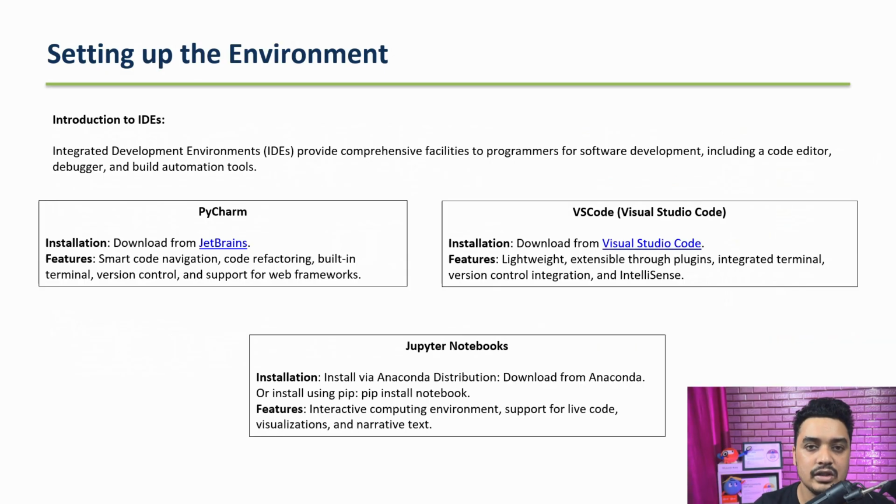And the third one, which a lot of Python developers use, is the Jupyter Notebook. You can install it via the Anaconda distribution, by downloading it from Anaconda, or install it with pip install notebook. The features are interactive computing, and support for live code, visualization and narrative text. So these are the high-level features of the different IDEs. The IDE can be anything; there are a lot of other IDEs available. In this tutorial I am going to use VS Code.